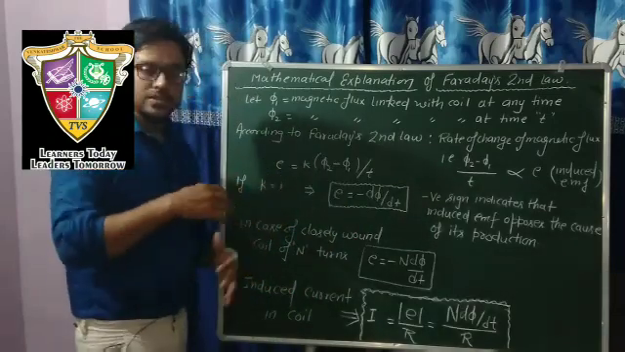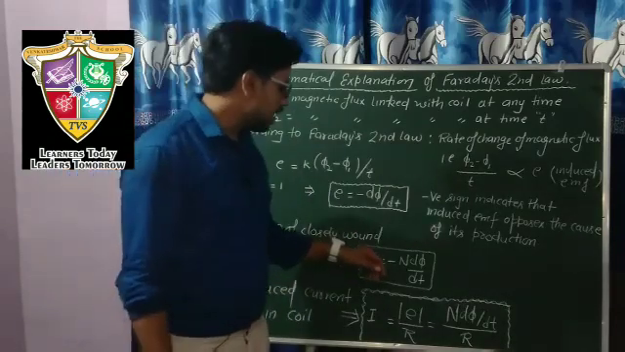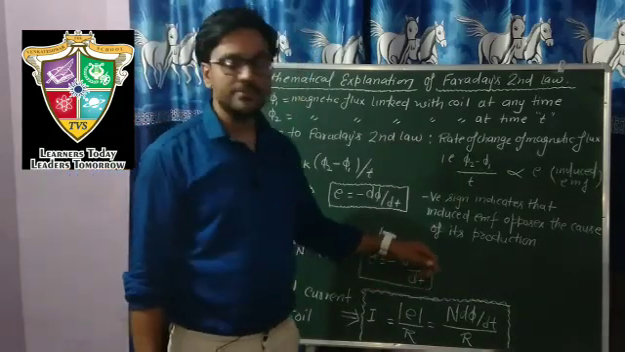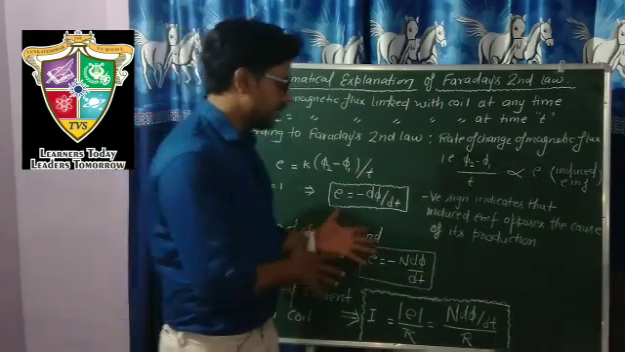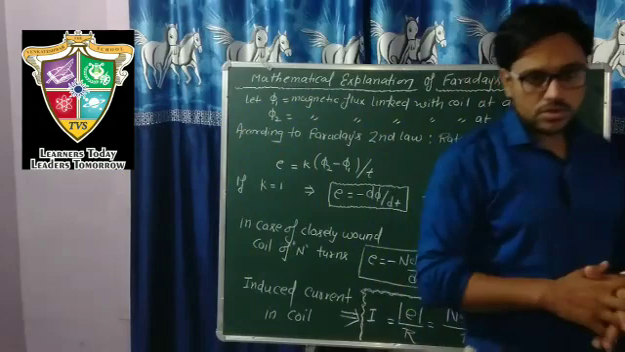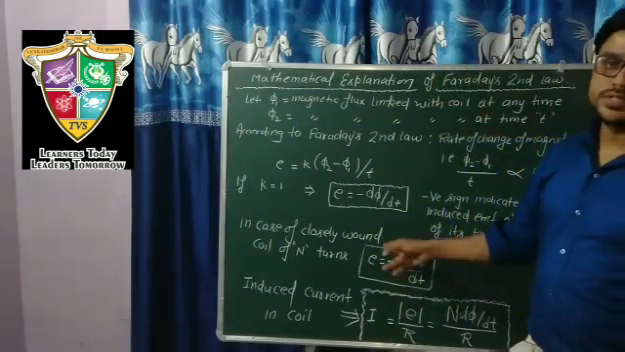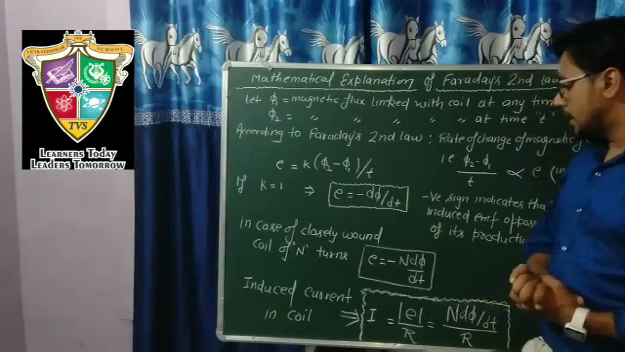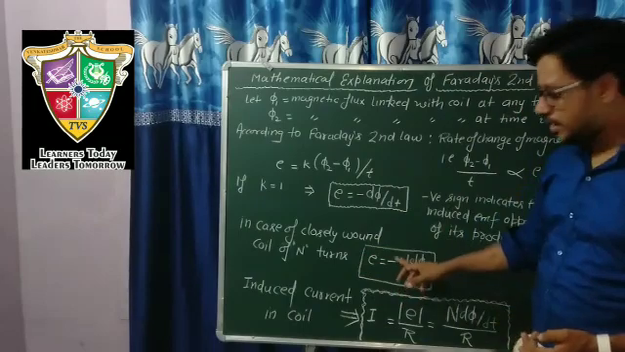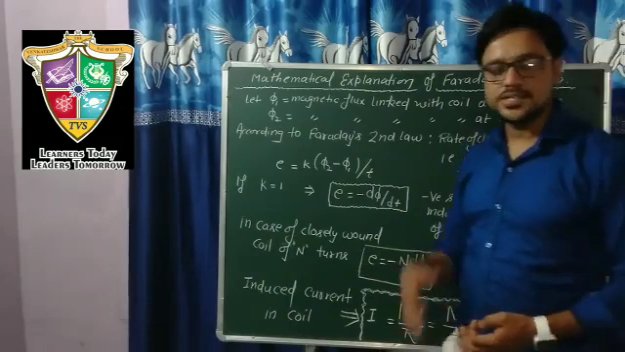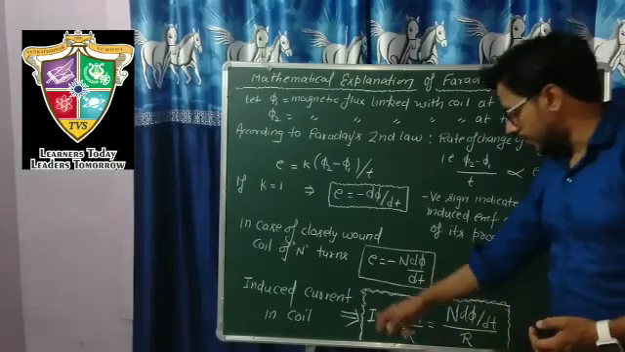And if there are n turns of a coil, then the EMF induced in the circuit is given by the formula E is equal to minus n d phi upon dt. This is the value of the EMF induced. If we talk about only the magnitude of EMF, then we can remove this negative sign also. And if we talk about induced current, then EMF is divided by R, where R is the resistance of the circuit, and this is the value of the induced current.